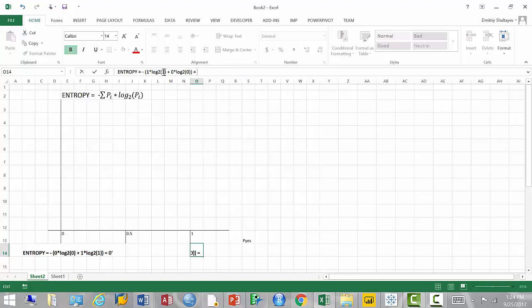You know what log is, right? Log is: to what power do you have to raise the number 2 to get that? Okay? So the base is 2. I have to raise 2 to what power to get a 1? 2 to the power of 0 equals 1, right? Any number to the power of 0 equals 1, right? So therefore, log of 1 base 2 is 0. 0 times 1 is 0. Here, log base 2 of 0 is minus infinity, actually, but I'm multiplying it by 0, so therefore it's 0. Okay, so therefore, that entropy is equal to 0.